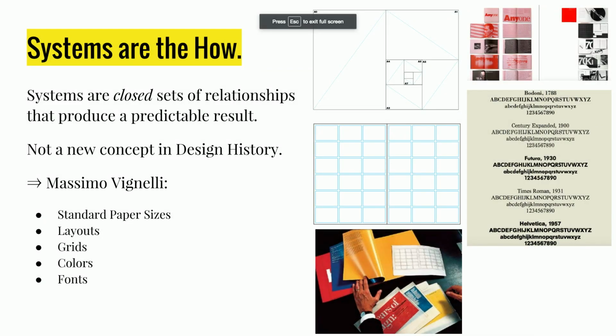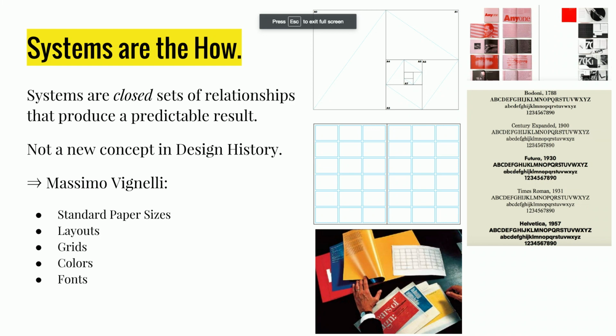Systems are the how. Systems are closed sets of relationships that produce a predictable result. And for the designers in the room, by which I mean the people whose primary job is to create visual assets or come up with layouts, this is not a new concept in design history. Probably the most famous 20th century designer, Massimo Vignelli, you can still see his work in the New York City subway system as the signage, talks a lot about using standardized paper sizes, using reusable layouts for books, talks about making uniform grids. Probably his most lasting contribution is that the National Park Service, for all of their printed materials, still uses the same grid system that he came up with 50 years ago.